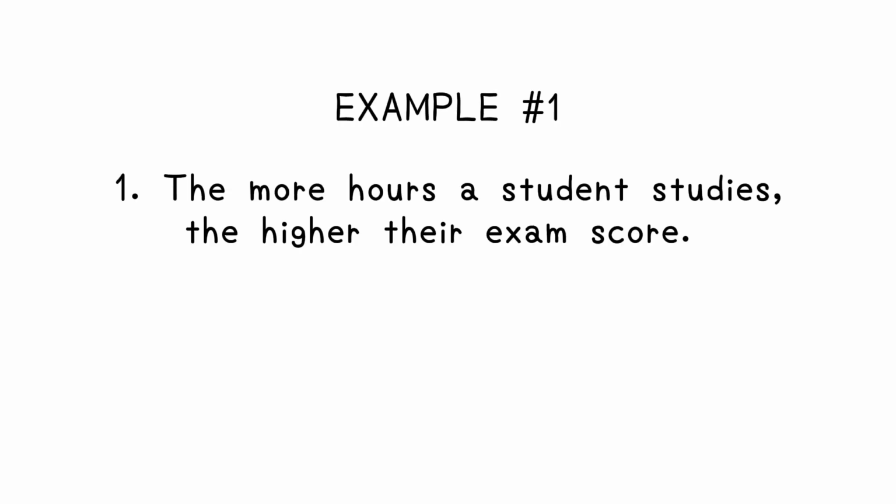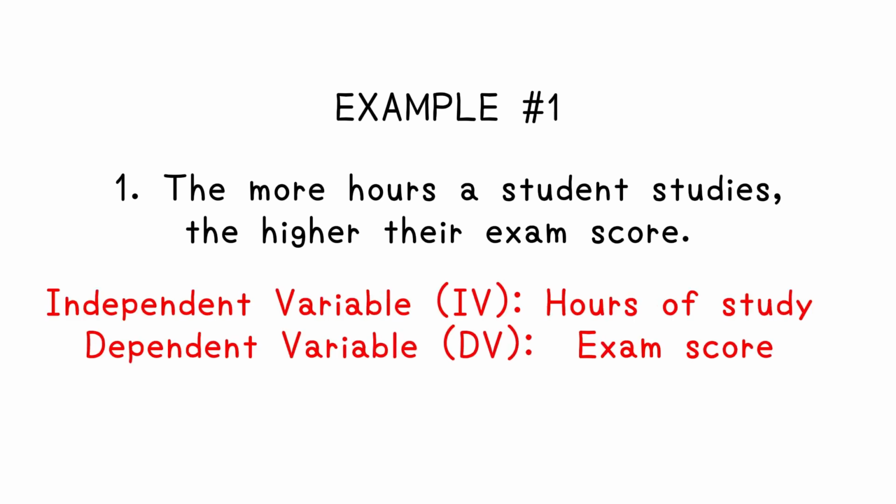Example number 1. The more hours a student studies, the higher their exam scores. The independent variable or IV is the hours of study, while the dependent variable or DV is the exam score. Since test scores is influenced by study time, it is the dependent variable. While study hours are independent because they are set by the students and not affected by the exam score.